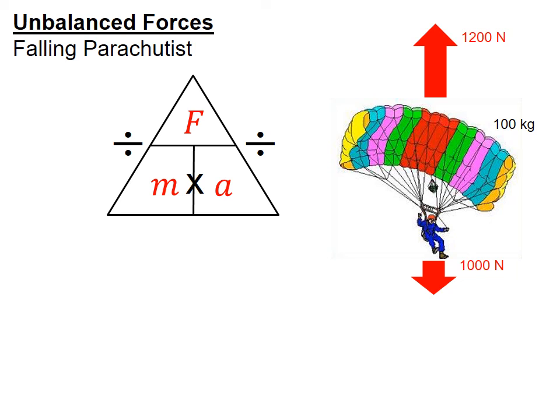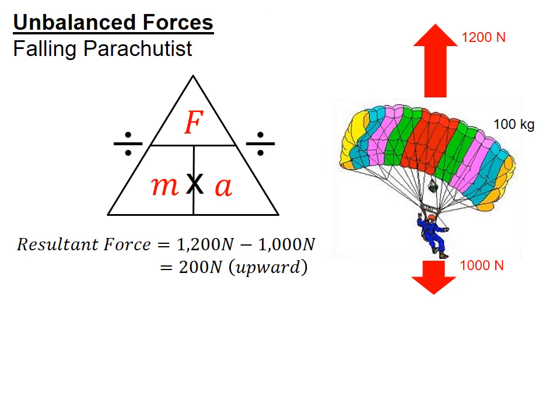So we have an upward force of 1,200 and a downward weight of 1,000. So the resultant force is 200 newtons upwards. Now that does not cause the parachutist to accelerate upwards, but it does cause the parachutist to slow down.